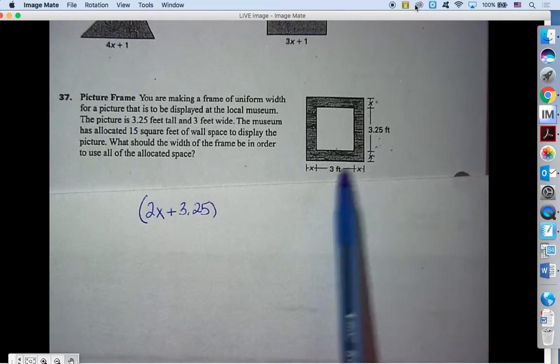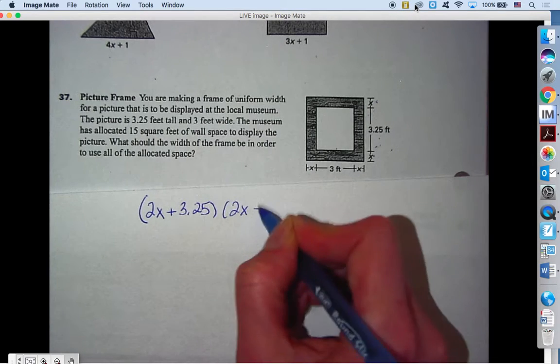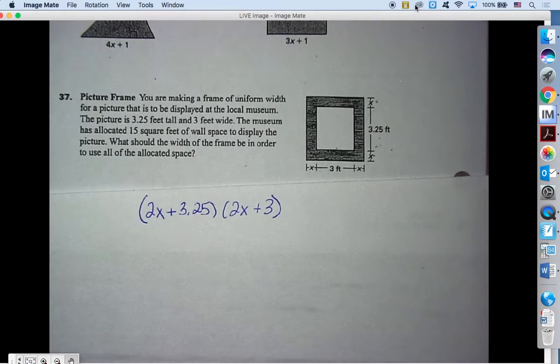So for my length, I have to do the same thing. I have an x plus 3. So we need to add those together. How much space is allocated for this entire picture?